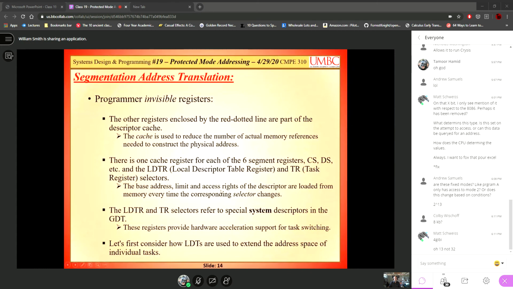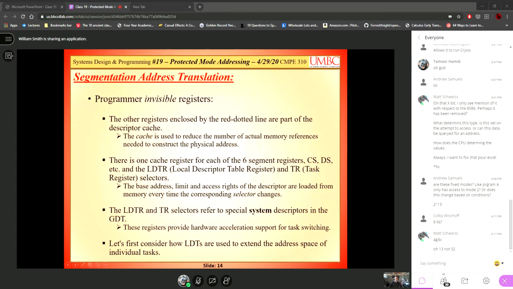The base address, limit, and access rights to the descriptor are loaded from memory every time the corresponding selector changes. So when you go outside of an existing selector, you're going to go get a new chunk of memory, fill it in there, and you'll start operating out of that instead. We talked about the virtual memory. The LDTR and TR registers refer to special system descriptors in the global descriptor table.